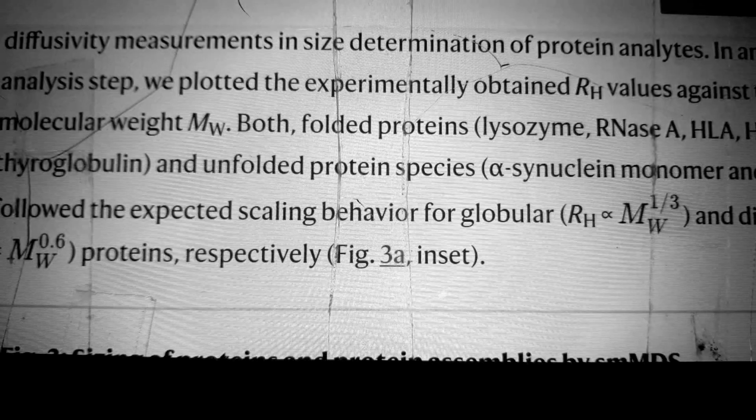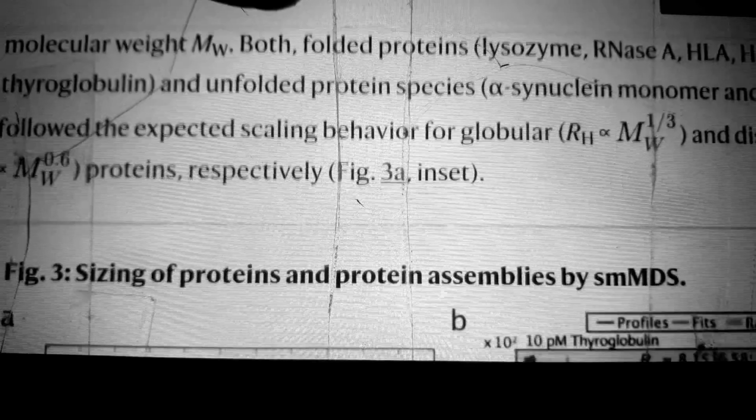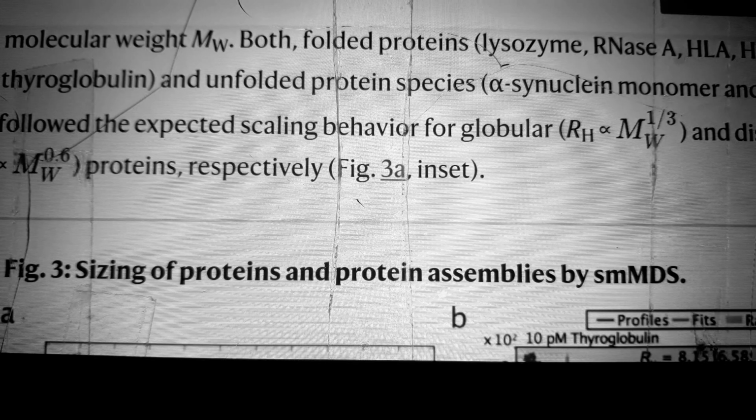Additionally, the analysis plotted the experimentally obtained RH values against molecular weight, MW. Folded proteins lysozyme, RNase A, HLA, HSA, thyroglobulin, and unfolded protein species alpha-synuclein monomer and oligomers follow the expected scaling behavior from globular and disordered proteins respectively, with RH proportional to MW to the power of 1/3 for globular proteins.